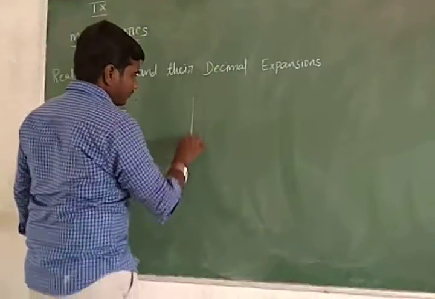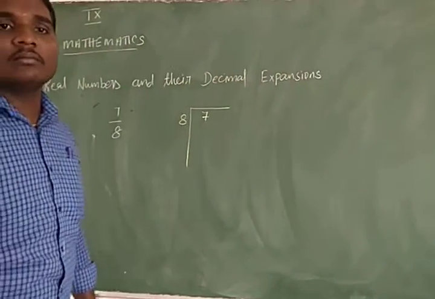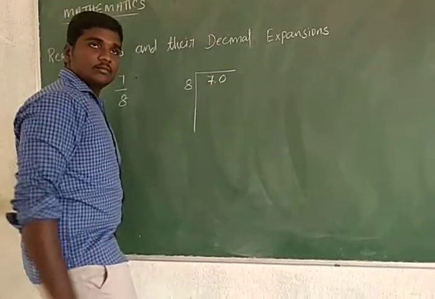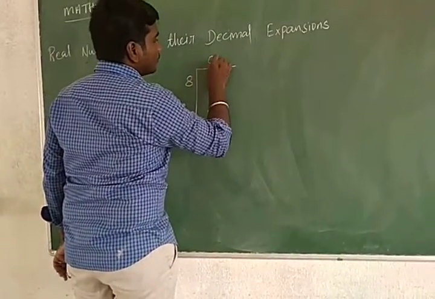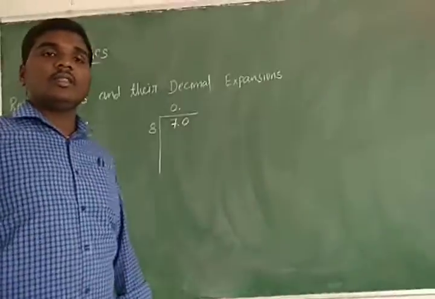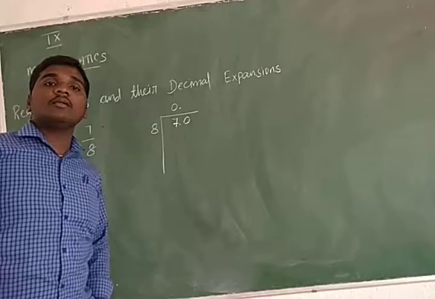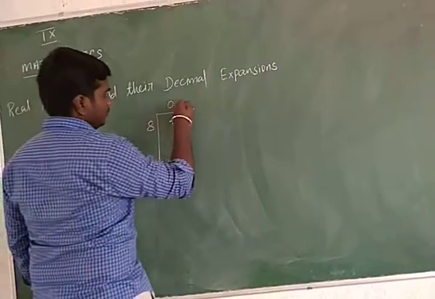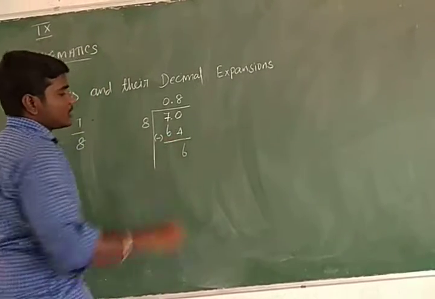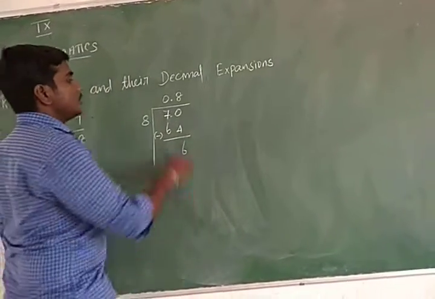I will divide. In 7, how many 8s are there? There is no 8, so you place the point and add 0. Here also 0 point. Now you consider 70. In 70, how many 8s are there? 8 8s are 64. Remainder 6. Next step subtraction: 70 minus 64 is 6.